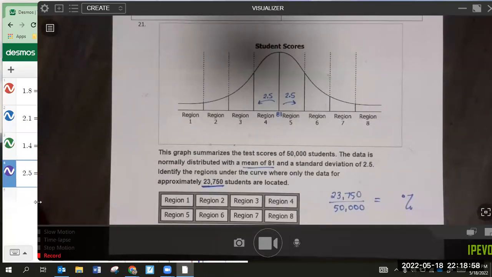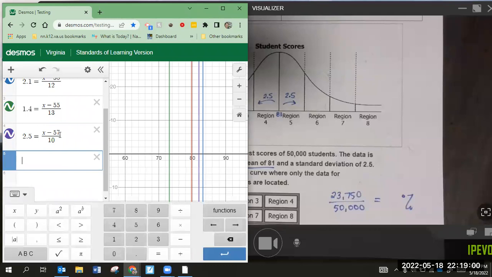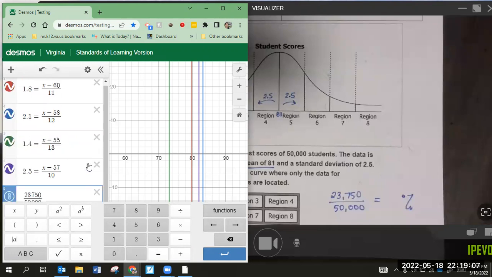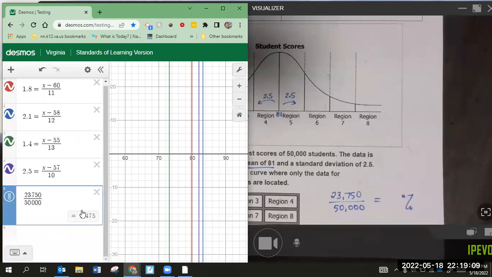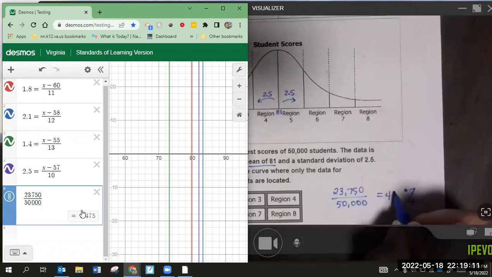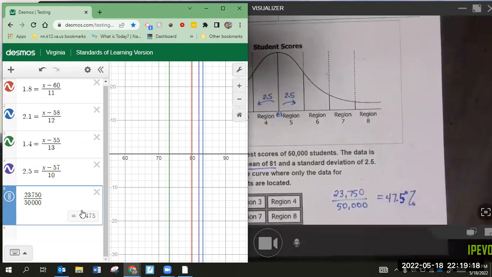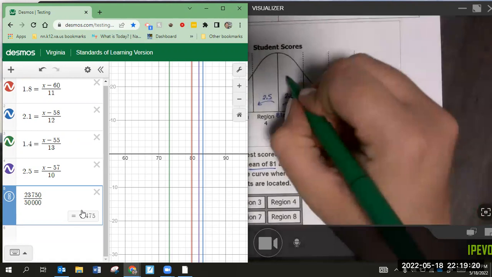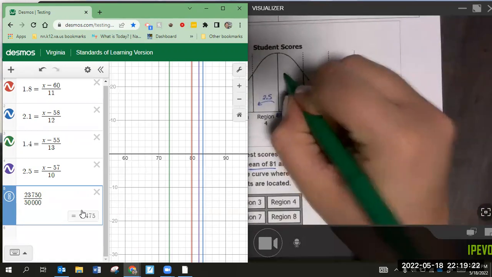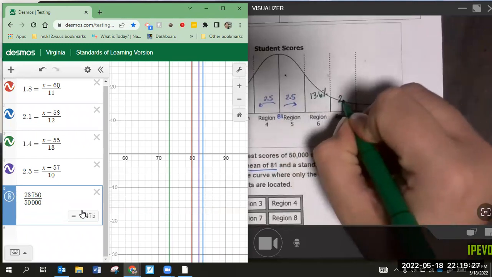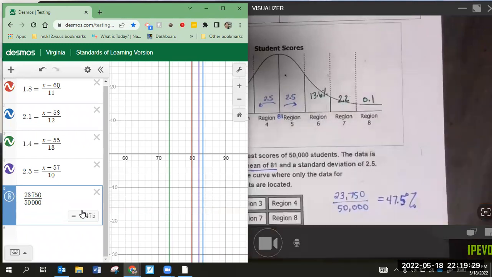Let's just ask Desmos real quick. Hey, we take 23,750 and we divide that by 50,000. We're looking for about 47.5%. 47.5% of your data. Now remember, this is 13.6. This is 2.2. This is 0.1.